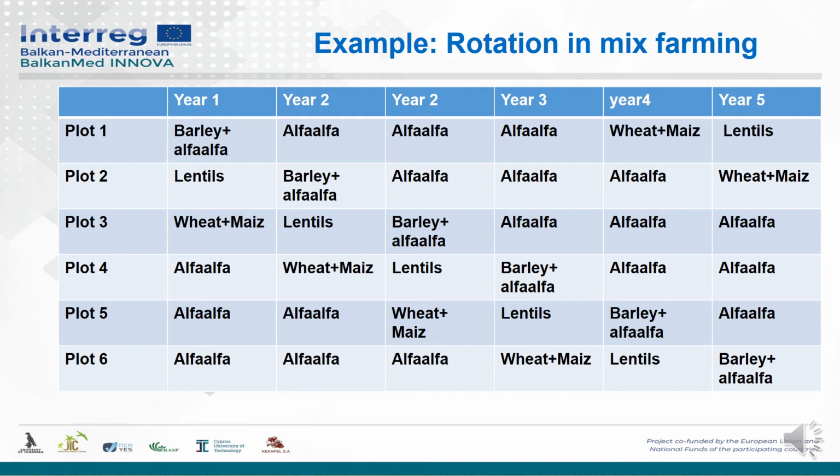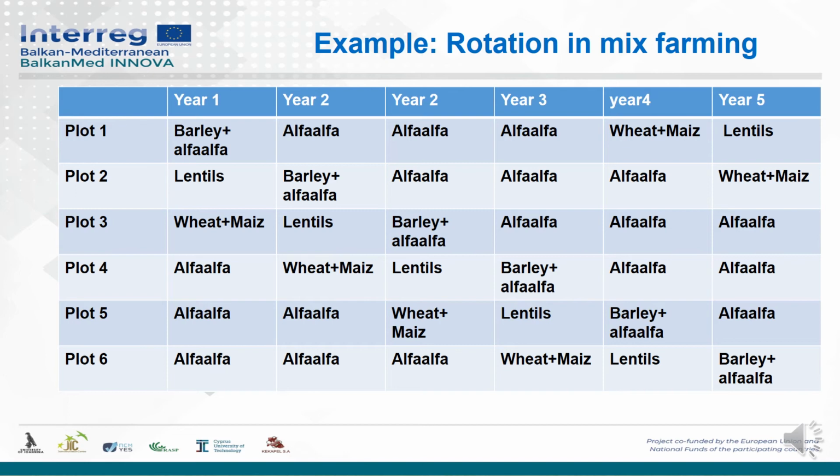Let's see, for example, the first plot. In the first plot, we have planted barley and alfalfa. It is a mixed cultivation. Then, after barley harvesting, we have alfalfa for 3 other years. After alfalfa, we plant wheat and maize, or maize. And after wheat or maize, we plant lentils. And this is the logic. So in 5 years, this is the rotation program.